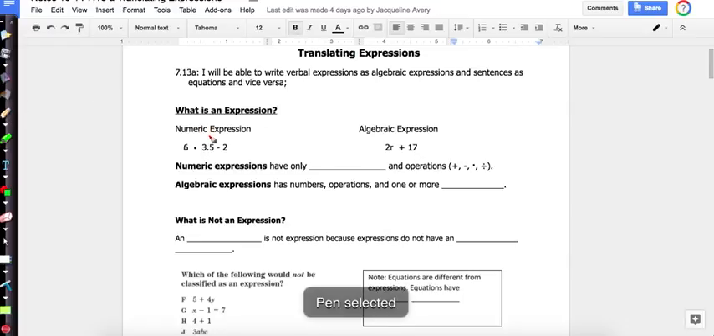We have a numeric expression, and what does numeric sound like? Numbers, and notice they just have numbers and operations. And we have an algebraic expression. So what do you notice in the algebraic expression? It has a variable and also numbers and operations. So numeric expressions have only numbers and operations: addition, subtraction, multiplication, and division. Algebraic expressions have numbers, operations, and one or more variables.